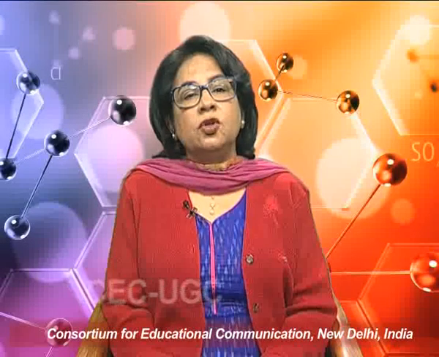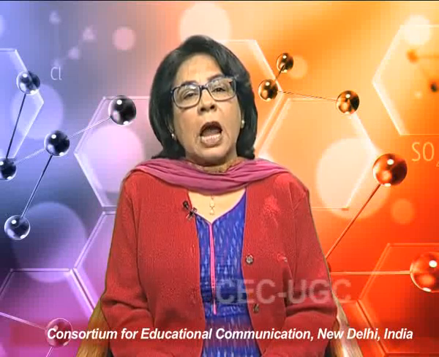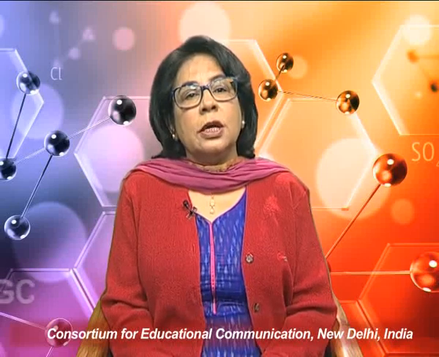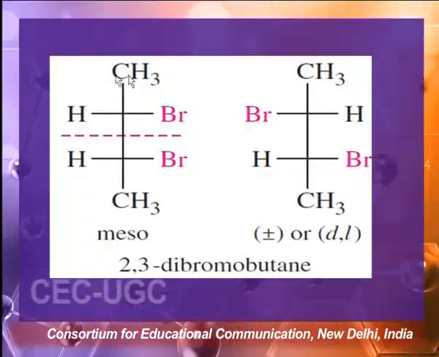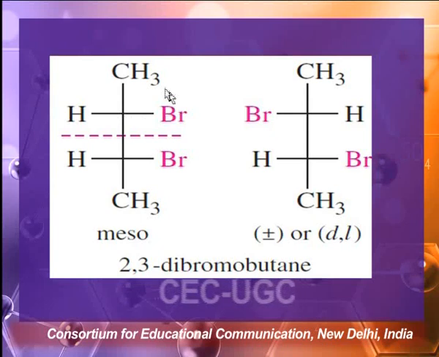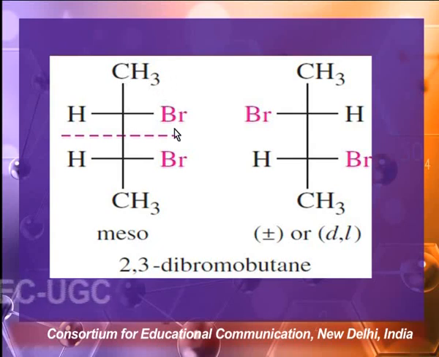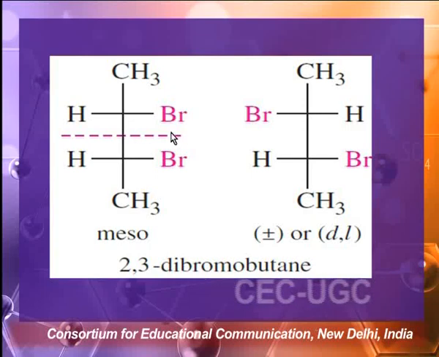Similarly, when we talk of 2,3-dibromobutane, in 2,3-dibromobutane also the second condition, that is the groups at the terminals should be different, is not being fulfilled. Here the groups are the same. So this molecule is again optically inactive due to a plane of symmetry.